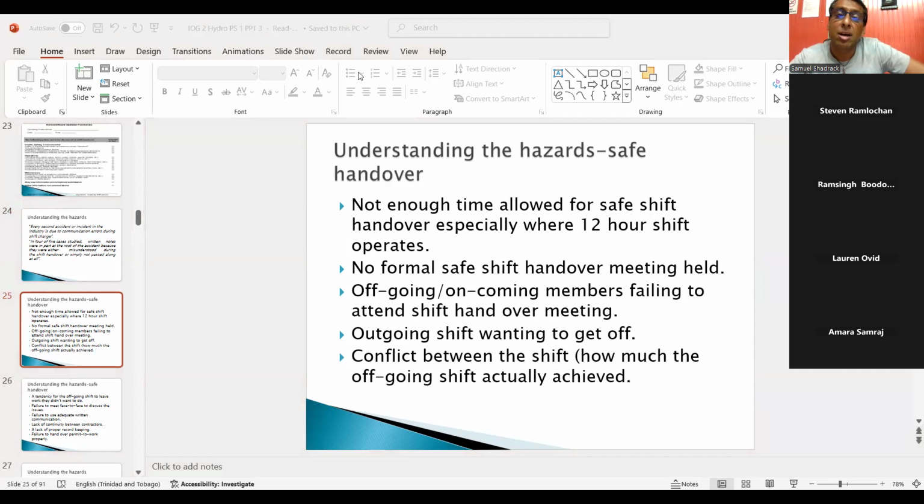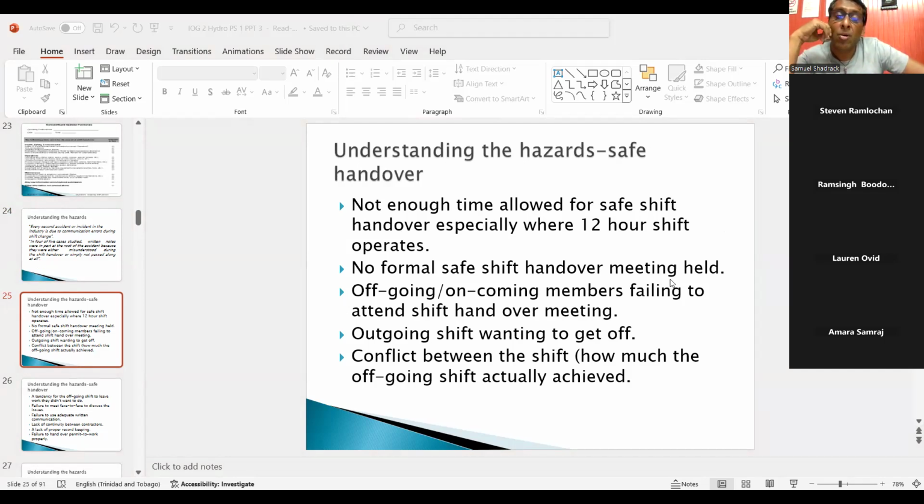Understanding the hazards of a safe handover. Not enough time allowed for safe shift handover, especially where workers may have worked a 12-hour shift. No formal safe shift handover meeting is held, which is, of course, not what's supposed to happen, right?